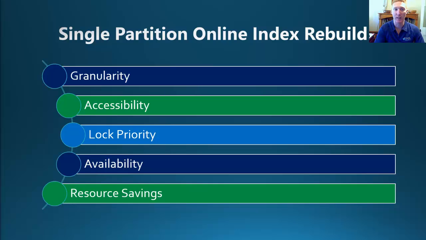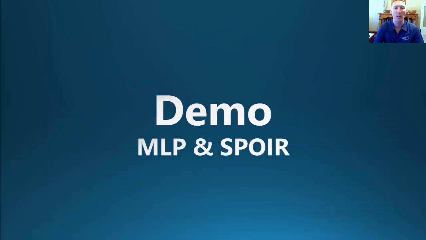majority of that data. The resource savings. We require less disk space because we require less space in tempdb. We require less space for our transaction logs because we're working on our index rebuilds on a smaller subset of data. We require less CPU because we're working on a smaller subset of data. So overall, our performance is improved greatly by adding these two features together. So let's have a quick look at a demo on these two combined.